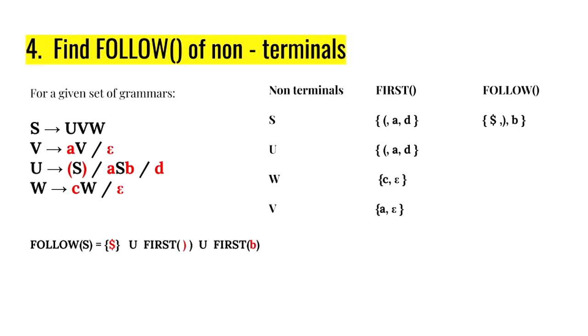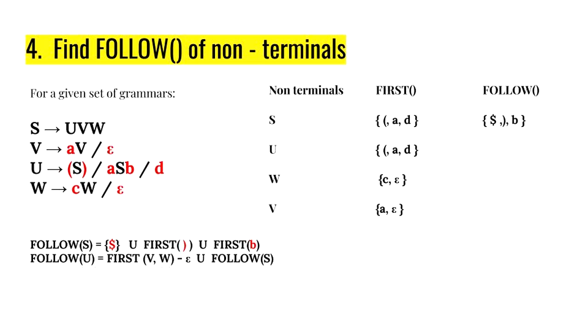To find follow of U, find a production that has U on the right hand side of it. The production rule of S derives UVW. Therefore, follow of U will be first of everything that comes after it. That is first of V and W. Now notice that first of V and W, both of them contain epsilon. So to remove the epsilon, we try to find the first of symbol that is after W. Nothing is after W, so we will take follow of S.